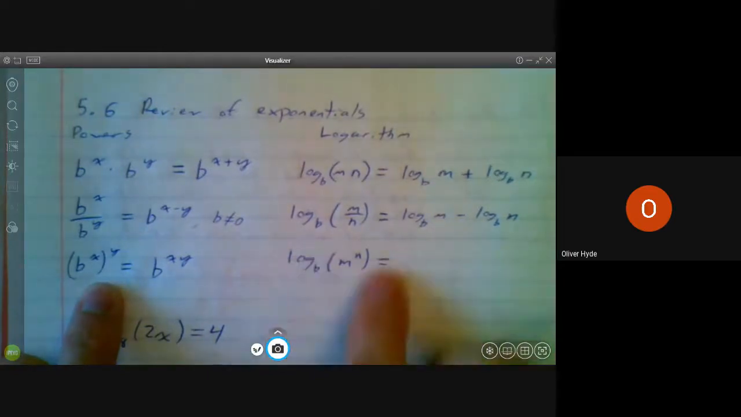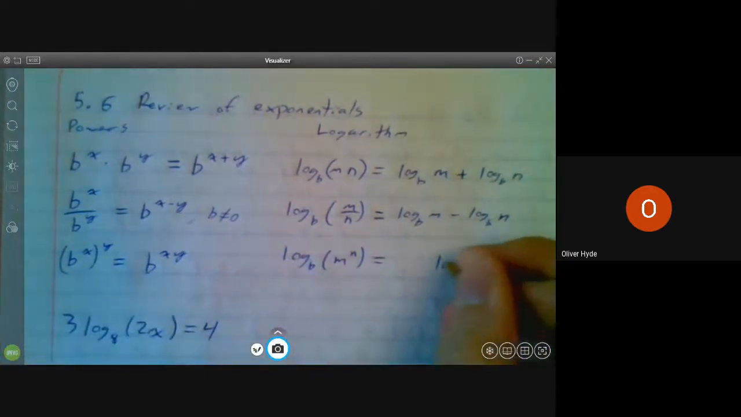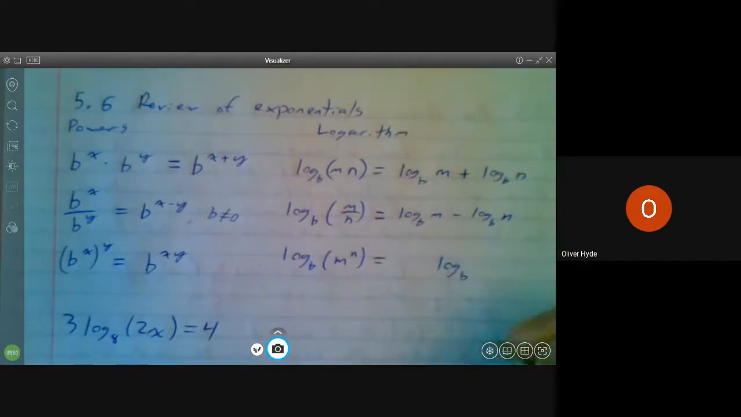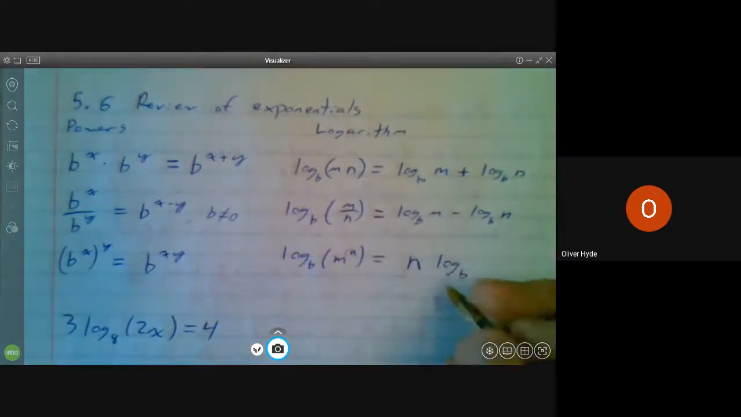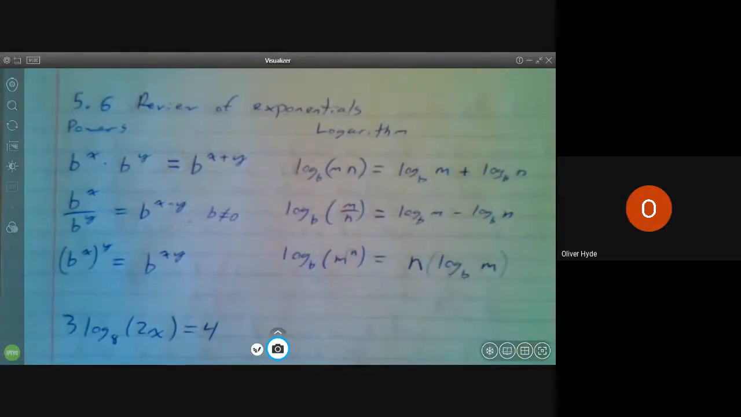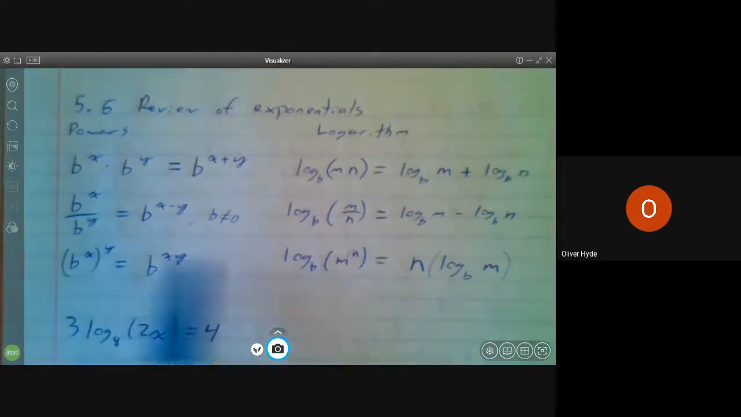And to simplify the power of a power, I can keep my base. My base is still b, and I'm going to multiply the two exponents that I see. One exponent that I see is n, and the other exponent that I'm going to multiply that exponent n by is log base b of m. Logarithms are exponents. To simplify the power of a power, I keep my base and I multiply my exponents.